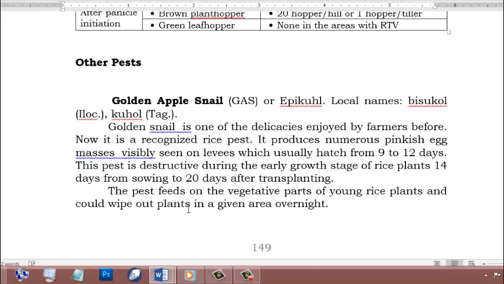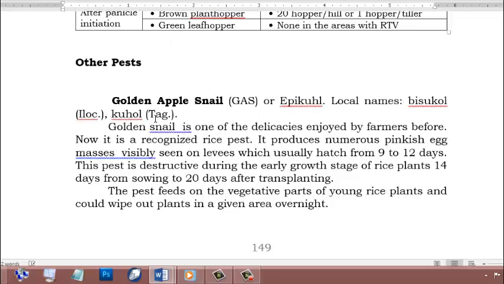Now, we go to the other pests. So, pests of the rice field are not only the insects. We can also find other pests like the golden apple snail. The golden apple snail feeds on the parts of the seedlings at the seedling stage, no? Because they are still small and soft. So this golden snail eats parts of the seedling until they are consumed and cannot survive.